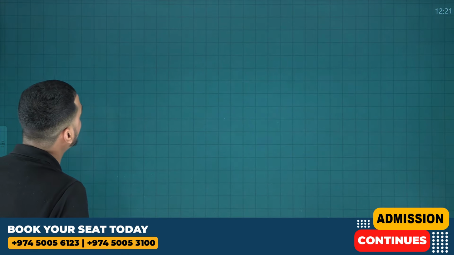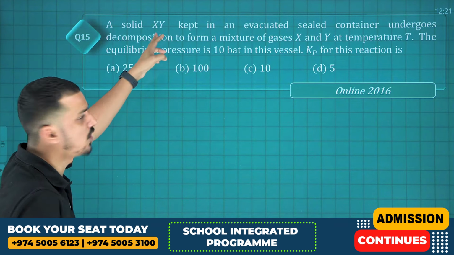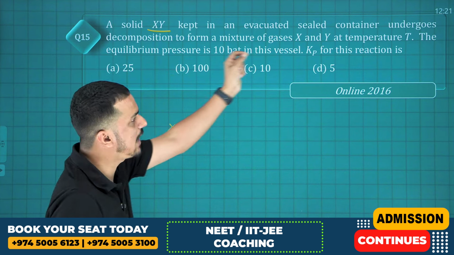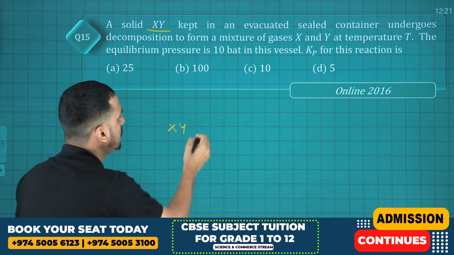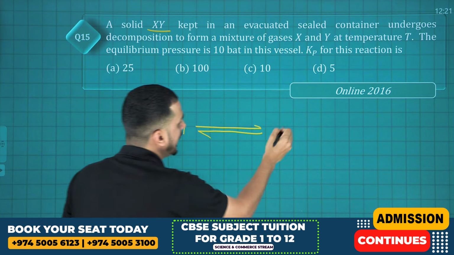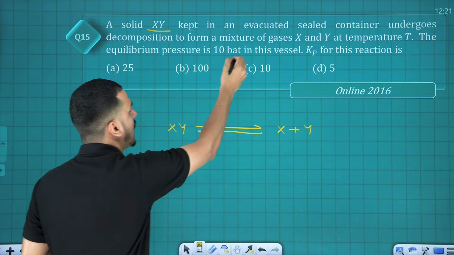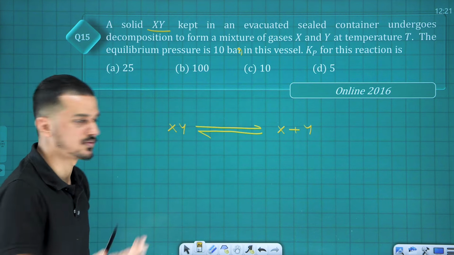Question number 15. What's the question here? A solid XY is kept in an evacuated sealed container, so there is no other gas. It undergoes decomposition to form a mixture of X and Y at a temperature T. The equilibrium pressure is 10 bar. Then Kp for the reaction is, what's the Kp?